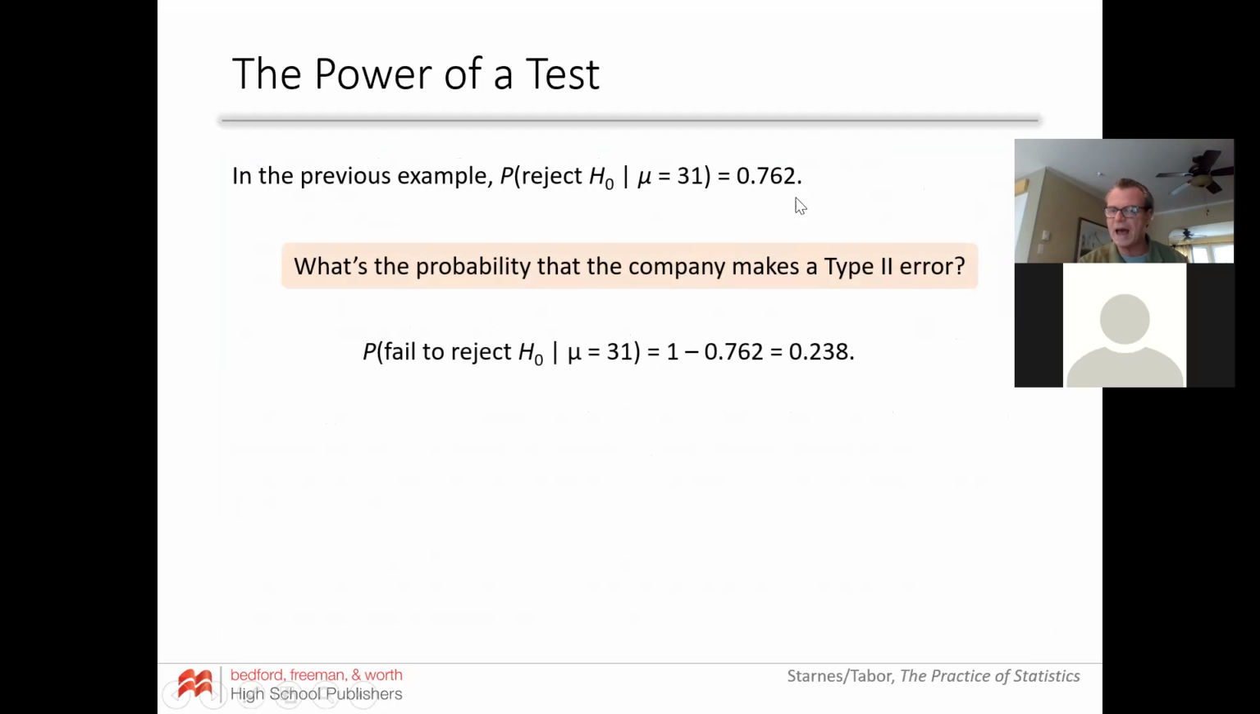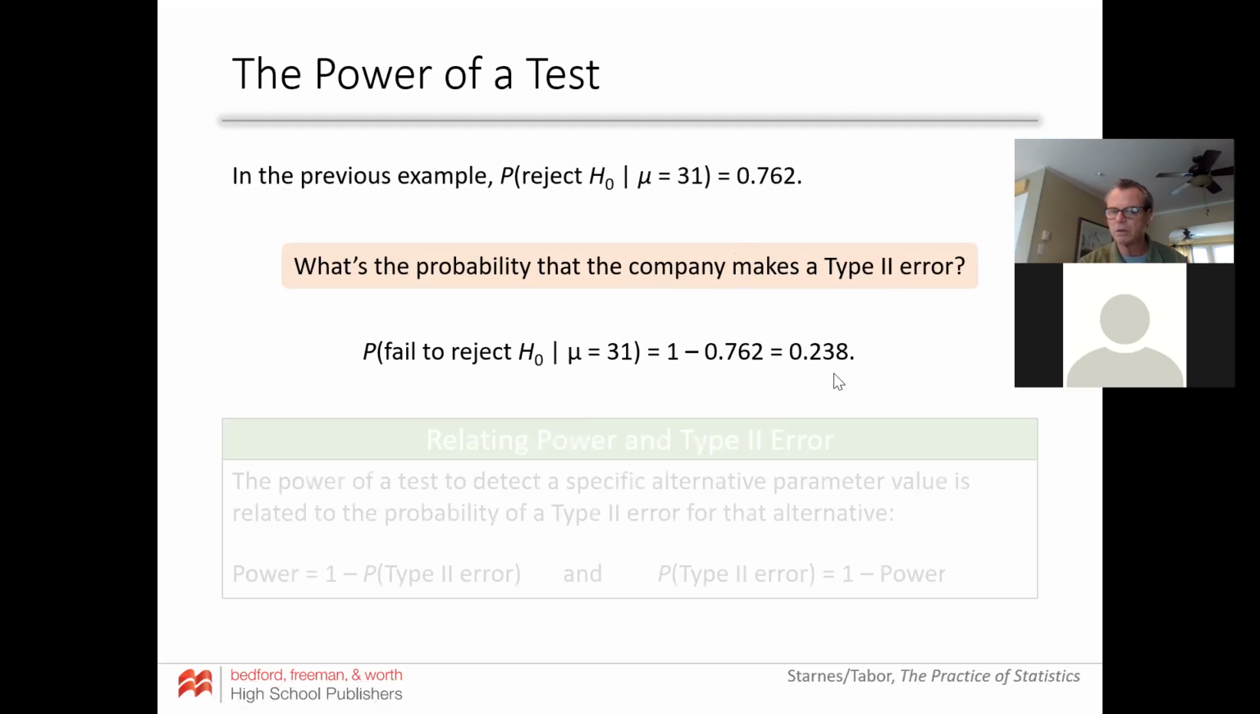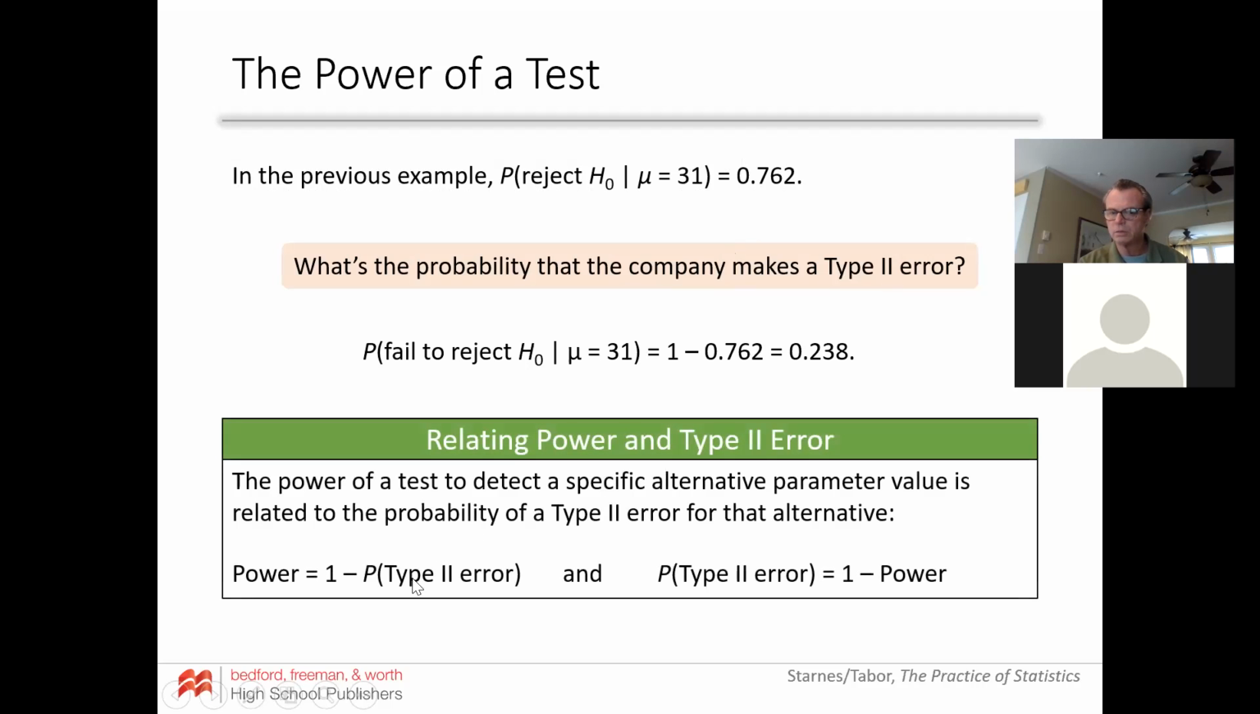Well, 1 take away that. So type 2 error is 1 take away the power. And the type 2 error, I refer to as beta. They didn't even write beta here. Power equals 1 take away the probability of type 2 error, or the other way around. The probability to make a type 2 error is 1 take away the test power.